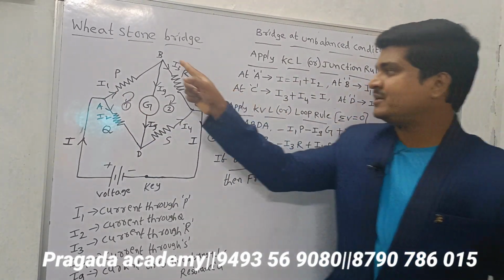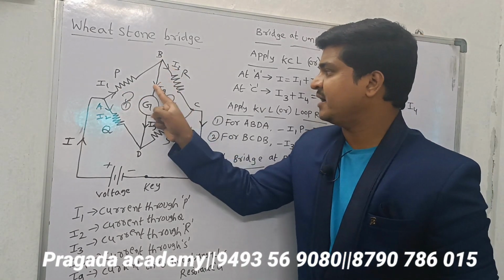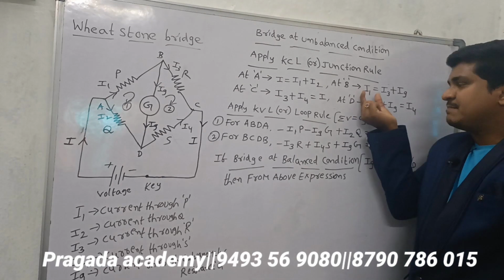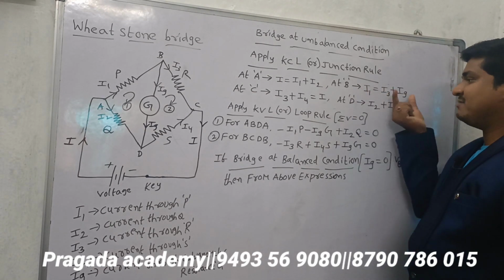At B, if you observe, the entering current will be I1, and the leaving currents are I3 and Ig. So by applying KCL, the sum of the currents entering equals the sum of the currents leaving the junction. So I1 equals I3 plus Ig.